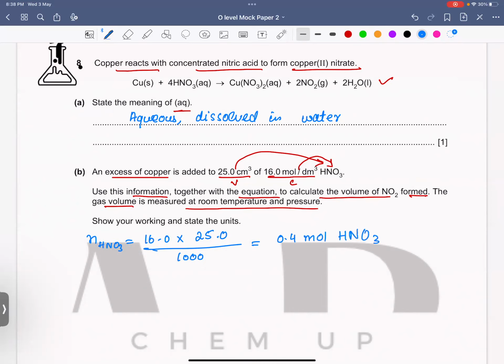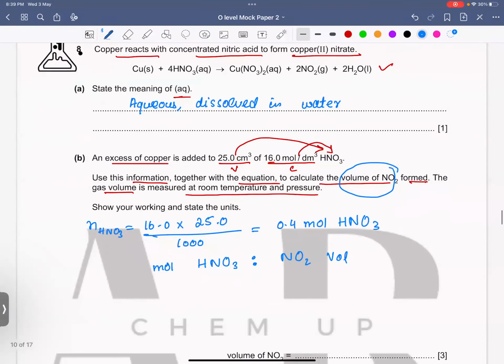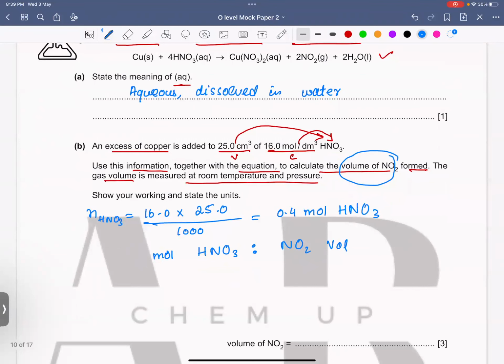Okay. What do we have to find? We have to find the volume of nitrogen dioxide. Now, from the equation, I can take the ratio between the nitric acid and nitrogen dioxide, directly by the number of moles only. What I am observing in the equation is that 4 moles of nitric acid are reacting. How much nitrogen dioxide is forming?